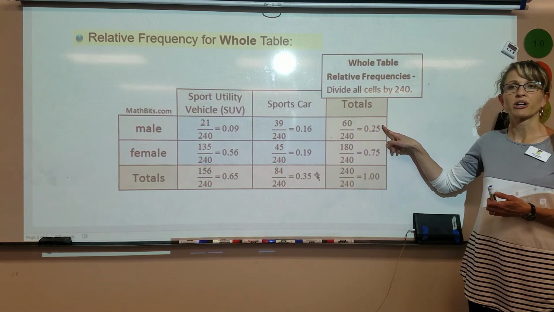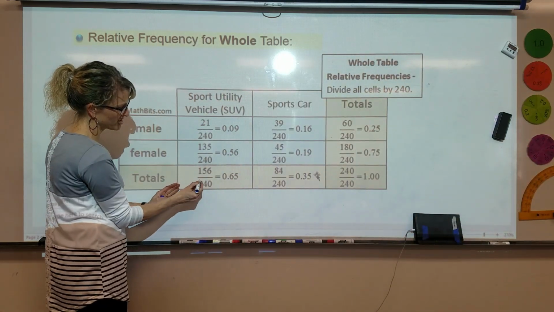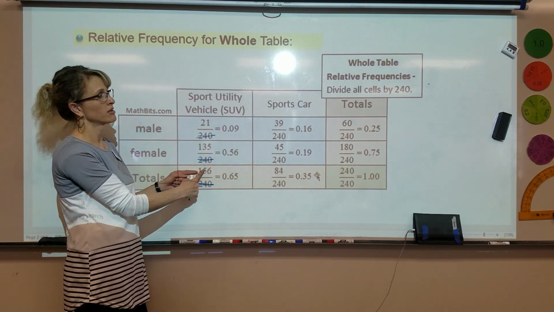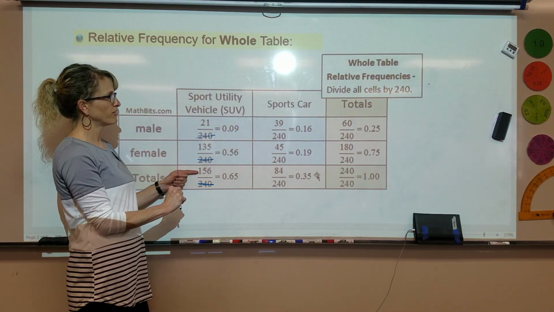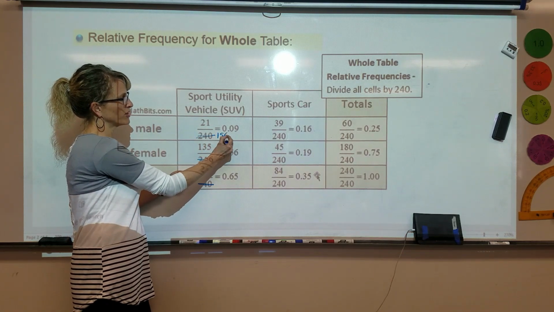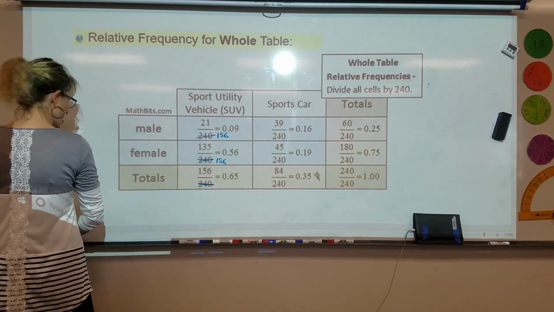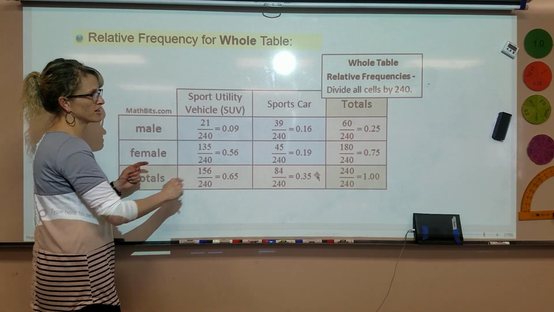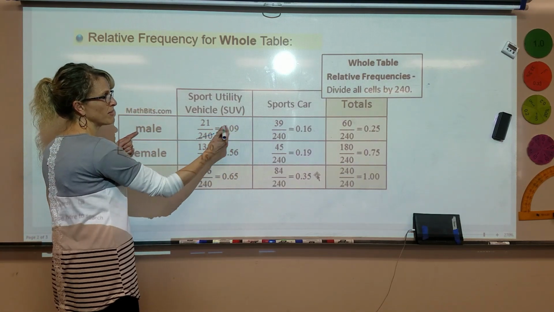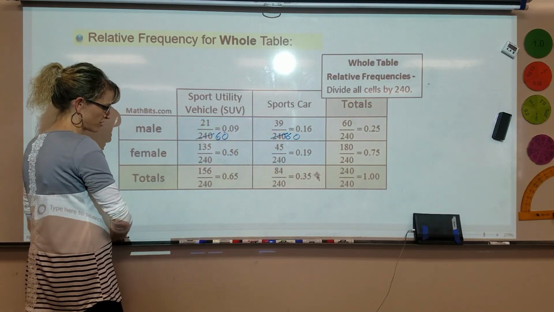So this is why it's a whole table relative frequency. But you don't have to compare it to the whole table. You can do a column relative frequency where instead of using 240, we would use the column total. You say, how many of the sport utility vehicles were there? So you would divide everything by 156 if you were doing a column relative frequency. If you were doing a row relative frequency, maybe for the males, how many men, you would use the men's total. And then you would have your totals across. So see how that could change?